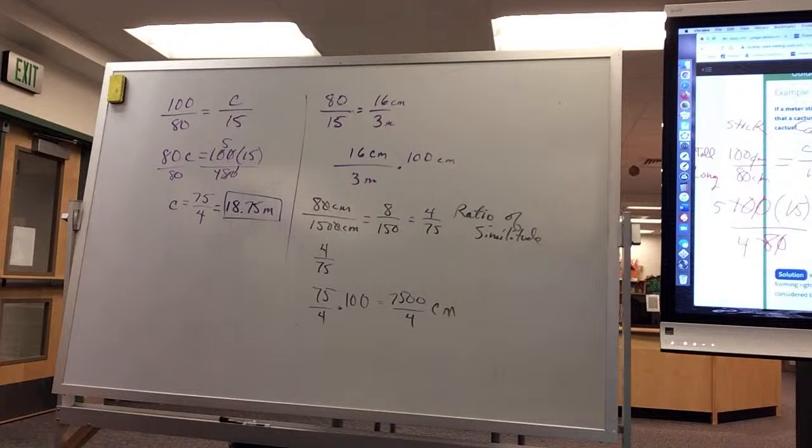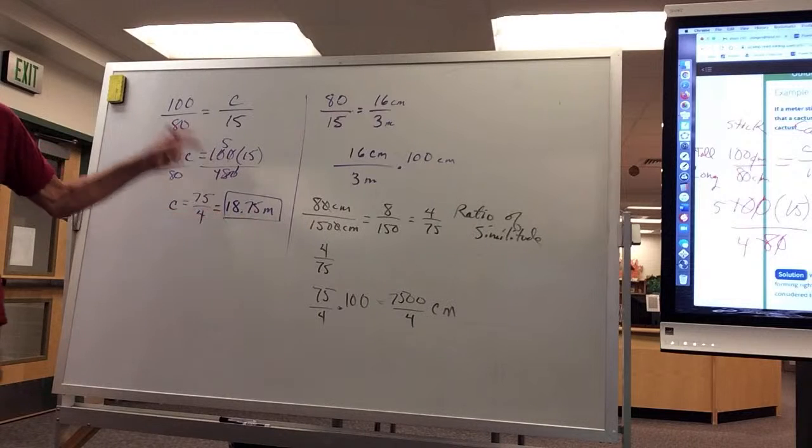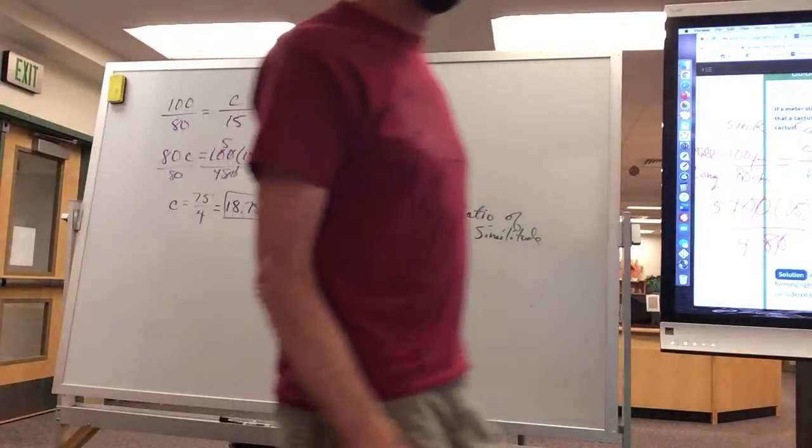Which do you like better, ratio of similitude or the proportion? Good, I do too. A lot more. Yeah.